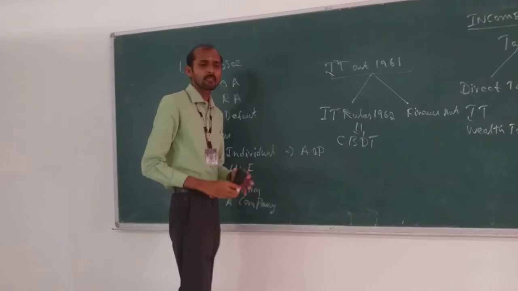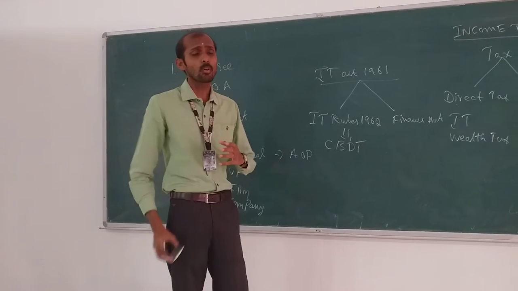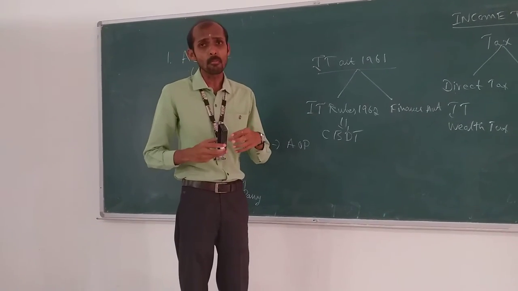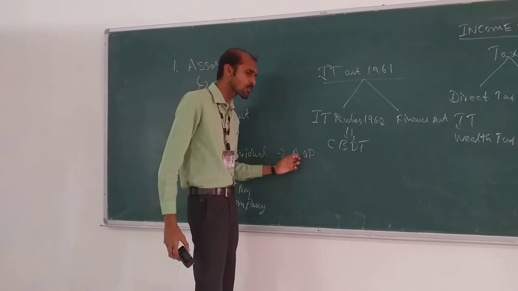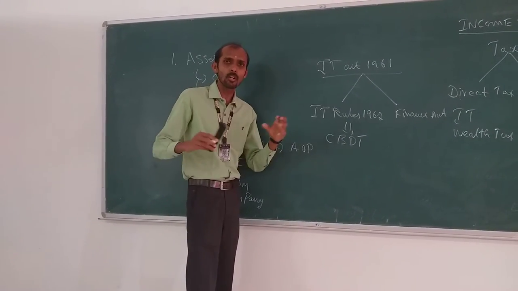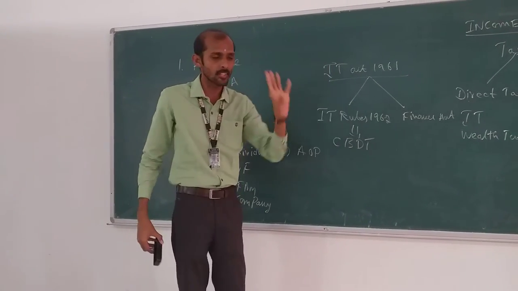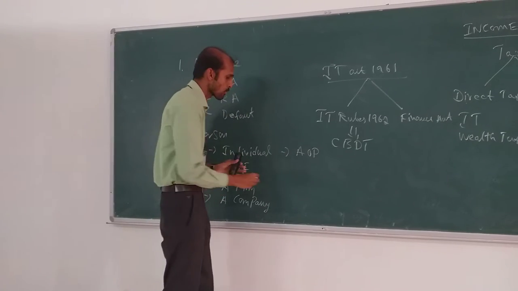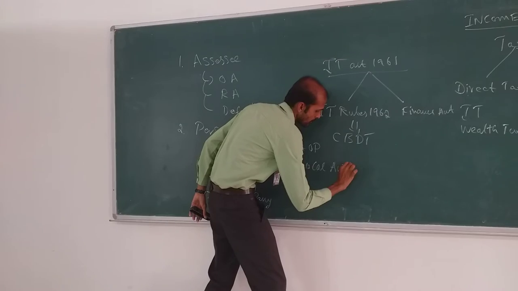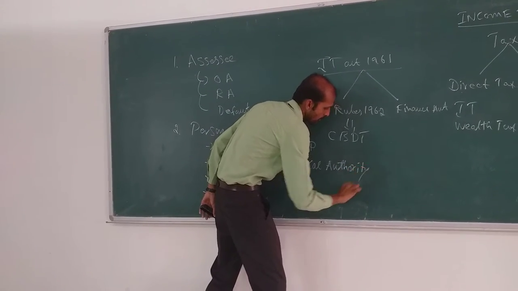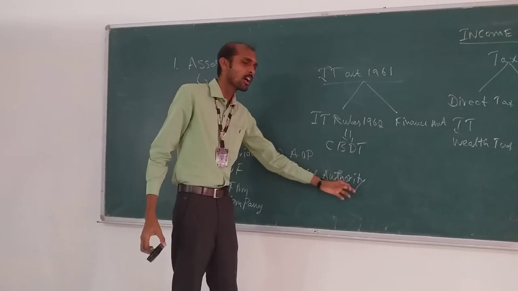Then the fifth one, AOP. AOP means Association of Persons. What is it called, AOP? A group of persons combined together to achieve some common goal. They are called an Association of Persons. People are associated to complete a common task. They are called AOP. Next one, local authority. You know, corporations, municipalities, they are called local authority.